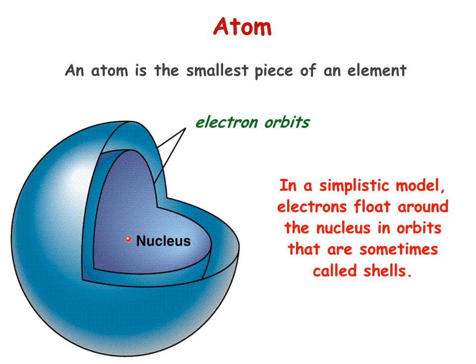Okay, in a simplistic model, electrons float around the nucleus in orbits that are sometimes called shells. So these electron orbits are generally called shells. Now can you tell me how many shells are here in this atom? Yes, children, there are 2 shells, that means 2 orbits, right? So this tiny part in the center is what you call the nucleus. Okay children?